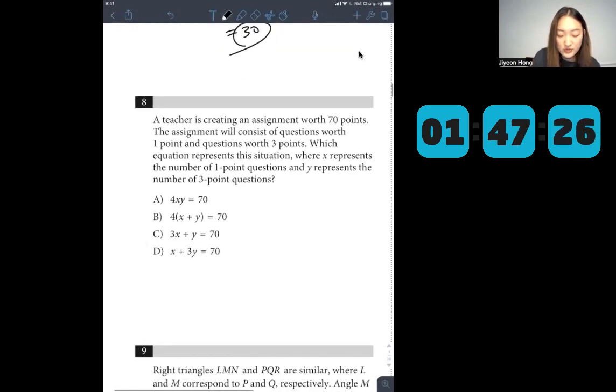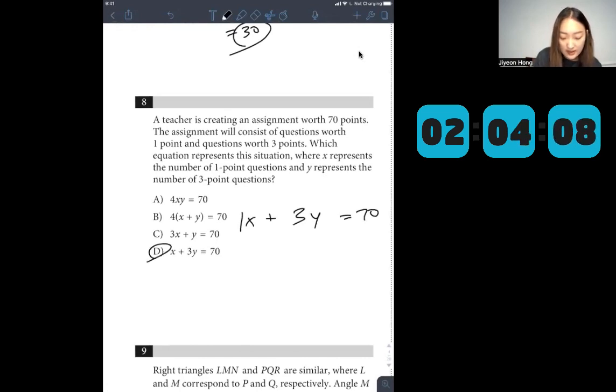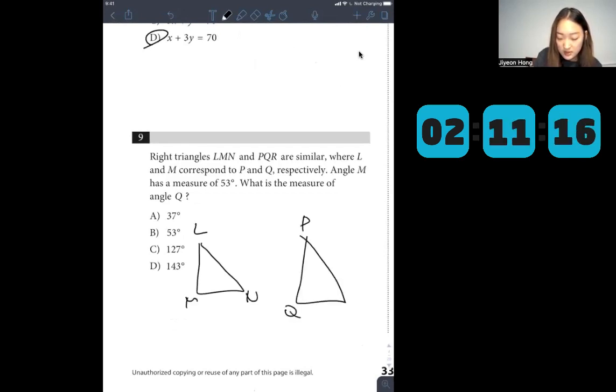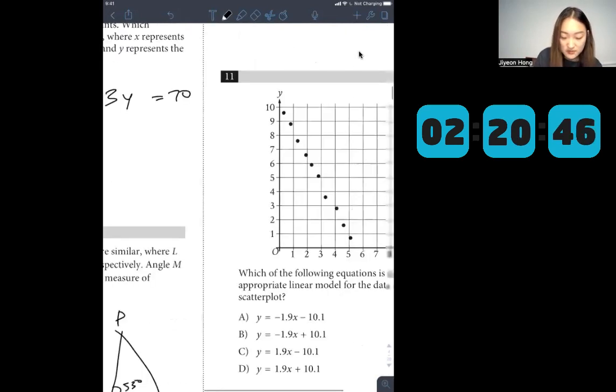Number 8, a teacher is creating an assignment worth 70 points. The assignment will consist of questions worth 1 point and 3 points. Which equation represents this, where x represents the number of 1-point questions and y represents the number of 3-point questions? x plus 3y equals 70, D. Number 9, right triangles LMN and PQR are similar, where L and N correspond to P and Q. Angle M has a measure of 53 degrees. What is the measure of angle Q? It would be the same degrees, which is B.